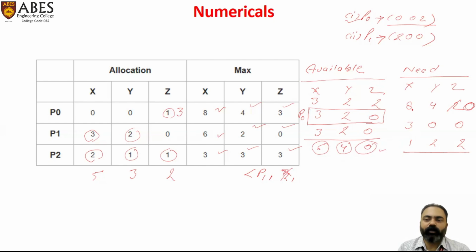Now check for P0. The need of P0 is 8, 4, 0. This cannot be satisfied with this availability. So we did not find any safe sequence. So the request for P0, 0, 0, 2, this cannot be permitted.